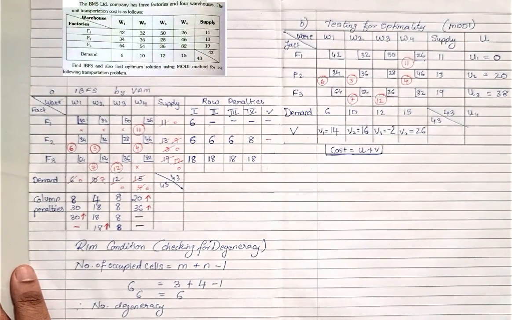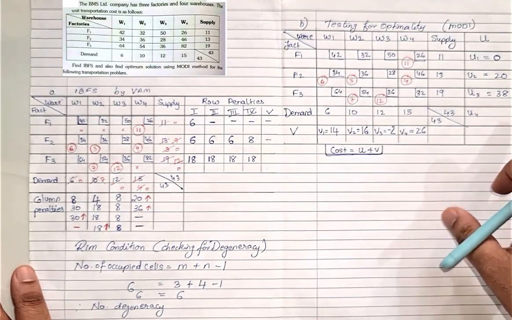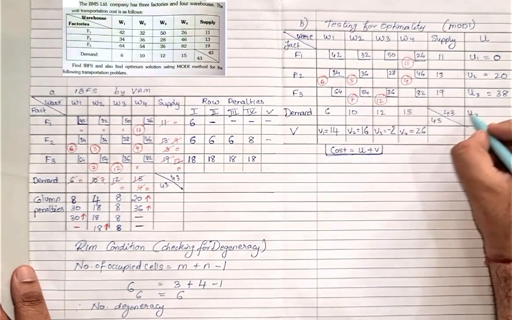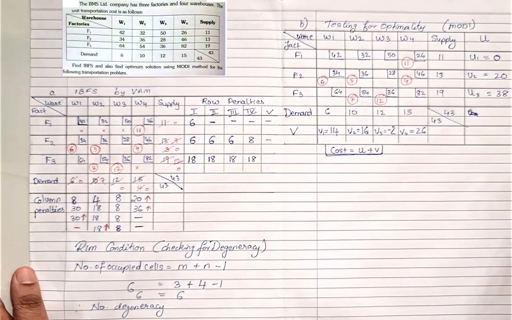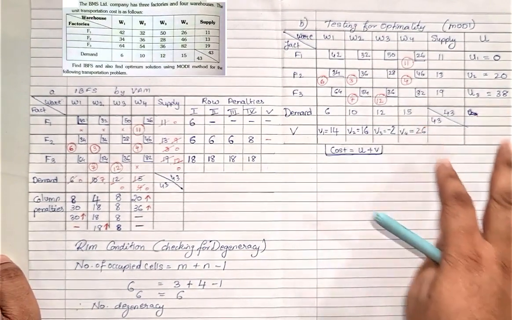Okay, so with this we are able to find the value of u. There was no u3 because that's the demand, so that's just v. So with that we were able to find the values of u and v. Now this is for one part.